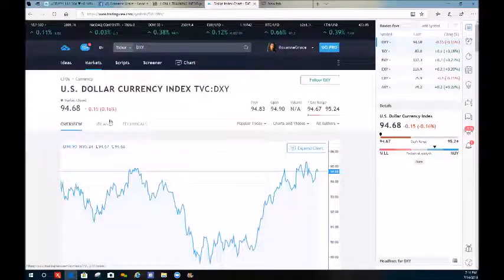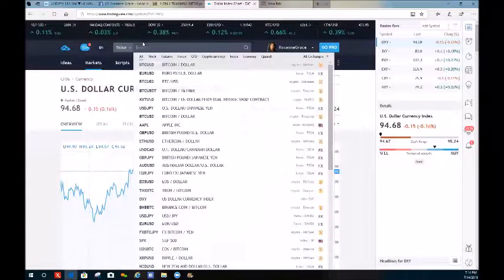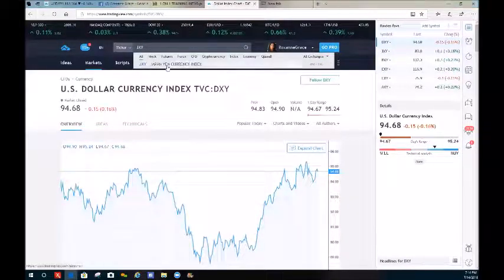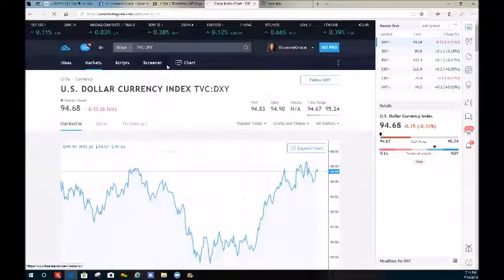Now I'm going to jot that number down because it's an important number. I'm going to come back up here and check the JXY. JXY, that's the Japanese yen currency index.